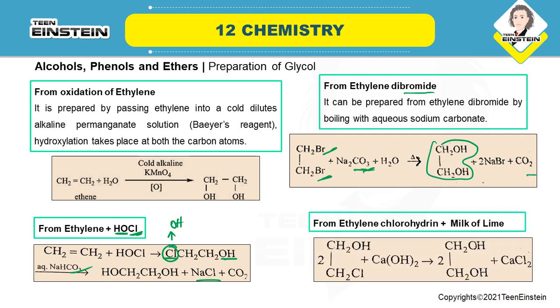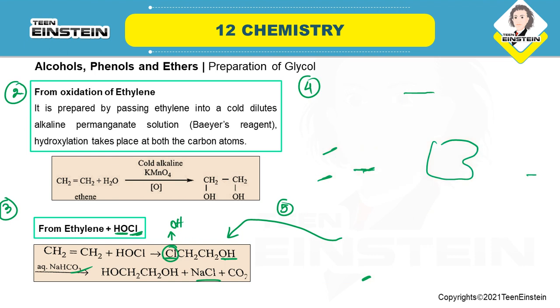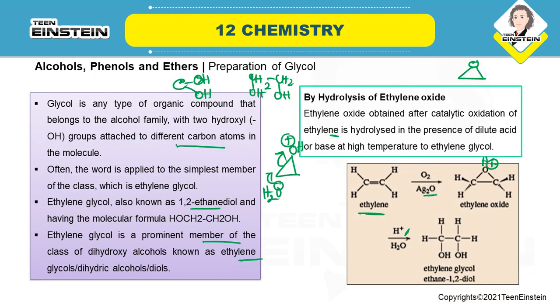Number fifth method that you can use, starting from ethylene chlorohydrin. So see, ethylene chlorohydrin is nothing but this molecule that you have already seen, CH2OH, which is attached to CH2Cl, and it is treated with milk of lime. Milk of lime is nothing but calcium hydroxide. So here also this Cl is now replaced by OH, and chlorine is removed in the form of calcium chloride. So this is the fifth method. So this is 2, 3, 4, this is 5, and if we see in the previous slide, you can consider this is the first method.